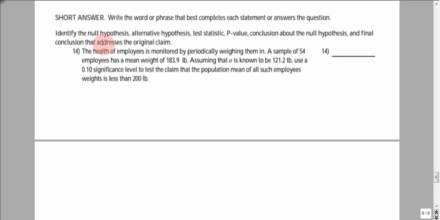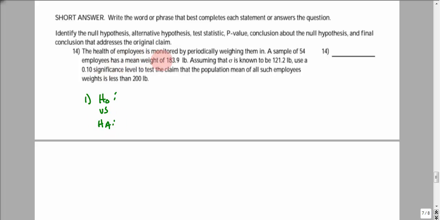Okay, so it says identify the null hypothesis, the alternative, test statistic, p-value, conclusion. So they want you to do the whole nine yards on this particular problem in terms of the hypothesis testing. So we're going to run through this step by step. So we'll have H0 versus HA.